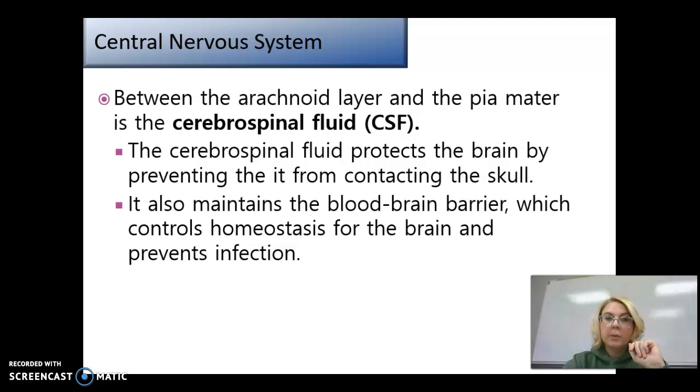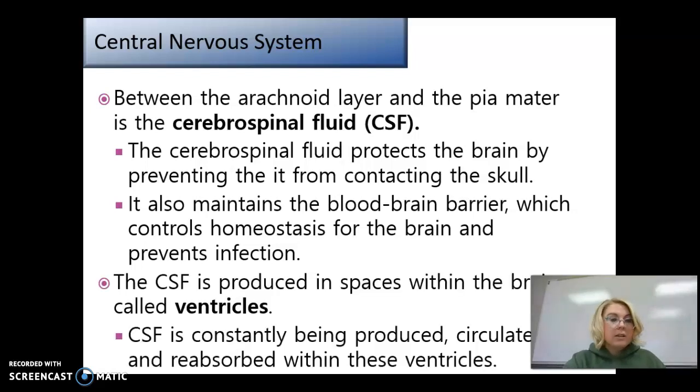What is cerebral spinal fluid? Well, it's the fluid that protects from contacting your skull so that you don't get abrasions on your brain. So the cerebral spinal fluid protects the brain by preventing it from contacting the skull. It also maintains the blood-brain barrier, which controls homeostasis of the brain and prevents infection. So if you ever get a head injury, this cerebral spinal fluid is what may be flowing at an accelerated rate, which can cause spinal or brain swelling.